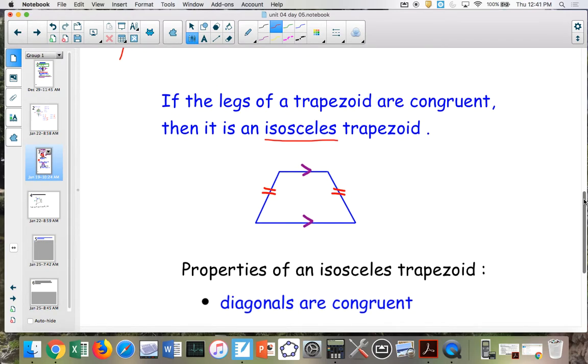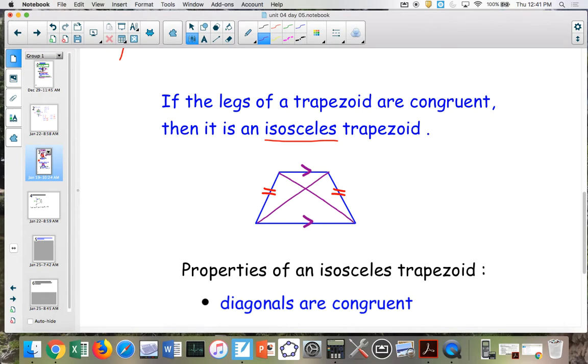Firstly, the diagonals are going to be congruent. So if I drew them in there, those are going to be the same length. Obviously, they don't bisect each other like they did in a parallelogram. But at least we know they're the same length.